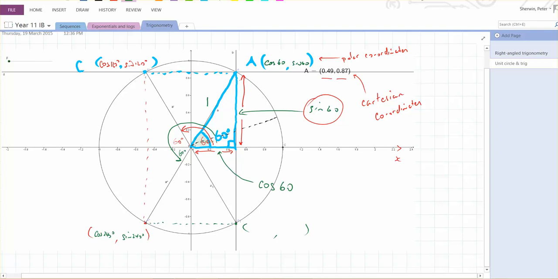So I'm going to leave it at that point. I'd like you to come up with the polar coordinates, please, for that point there in the fourth quadrant, and then we'll pick up on this theme in tomorrow's lesson and take it further.